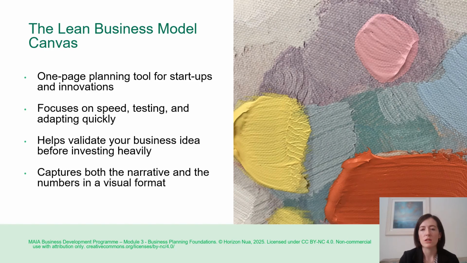By mapping your idea onto the Lean Canvas, you can quickly validate whether it makes sense before committing significant time or financial resources. It's a way to identify risks early, refine your approach, and ensure that you're solving the right problem in the right way. Importantly, the Lean Canvas captures both your narrative, the story of what you're doing and why, and the numbers that show how it can be viable. And it does this in a highly visual format that's easy to share with team members, partners, or funders.